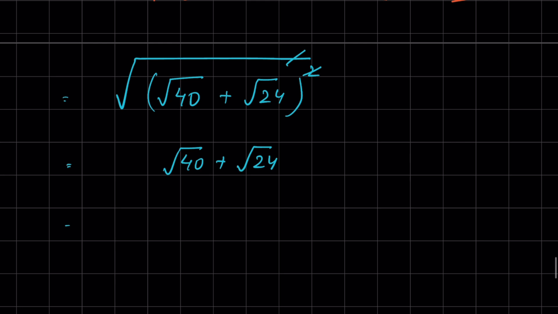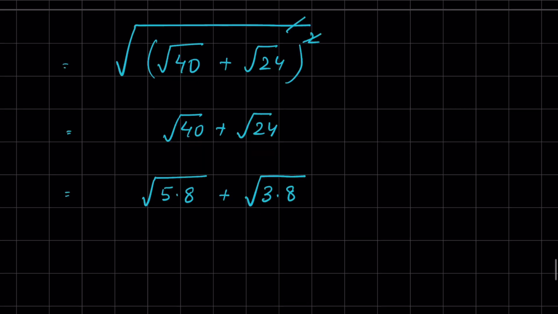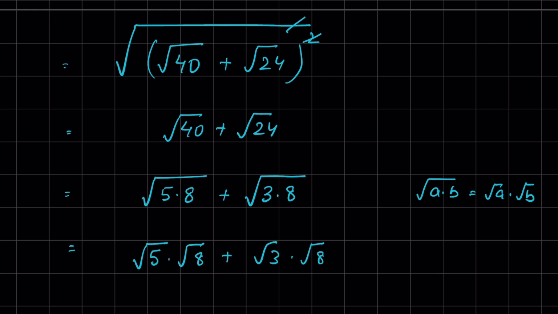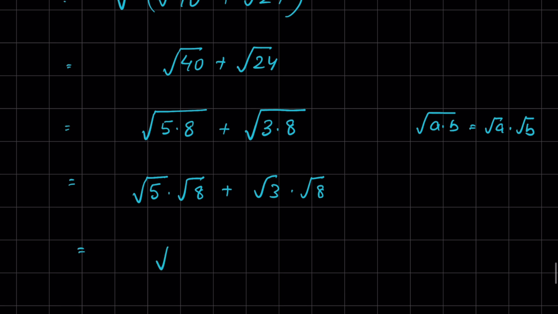Now square root of 40, we can write as 5 times 8 under square root, plus 24 as 3 times 8 under square root. Or again, if a times b is under square root, we can write it as square root of a times square root of b. So we can write it as square root of 5 times square root of 8 plus square root of 3 times square root of 8. Now you can take square root of 8 common and write square root of 8 times the parenthesis square root of 5 plus square root of 3.